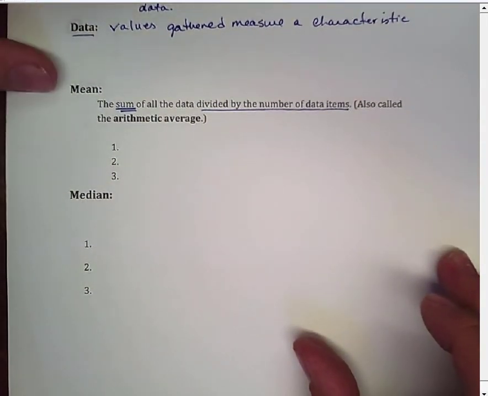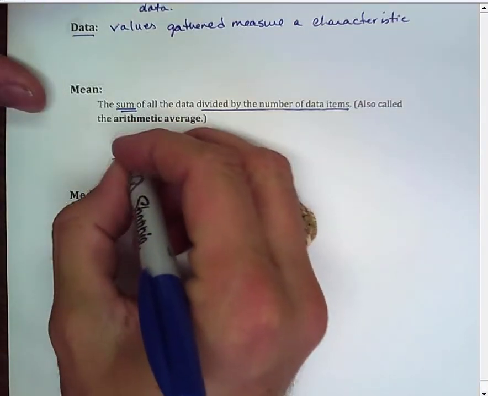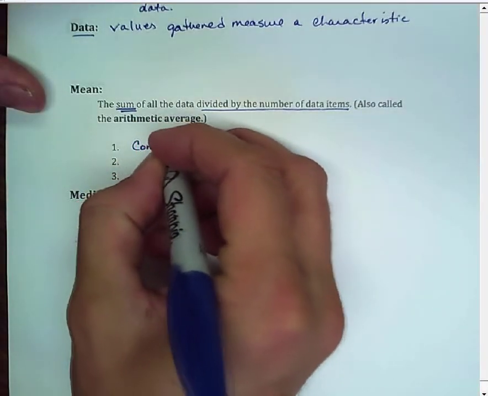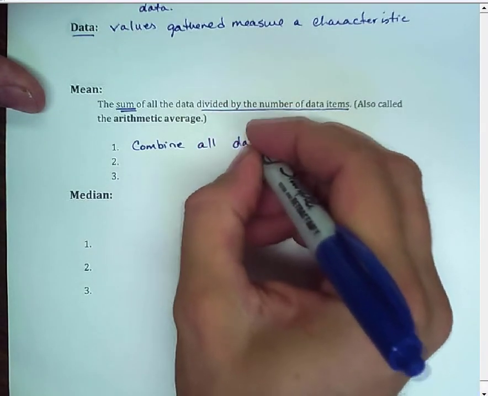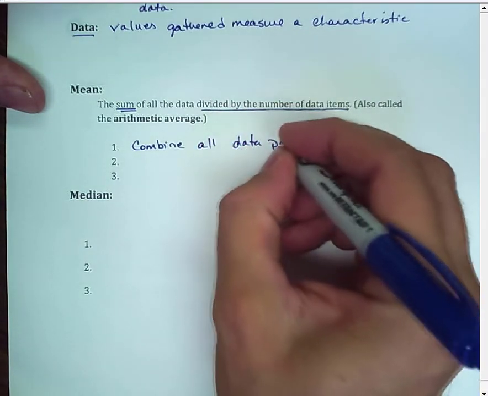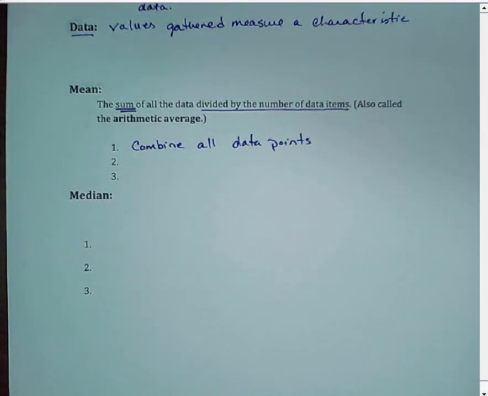So we need to do a few things first. The first thing we need to do is combine all of the data points. Now, guys, this doesn't mean that I'm going to be adding everything. If I've got negative numbers, I may have to subtract the negatives from the positives, but I'm going to combine all those, and that's going to give me one number.